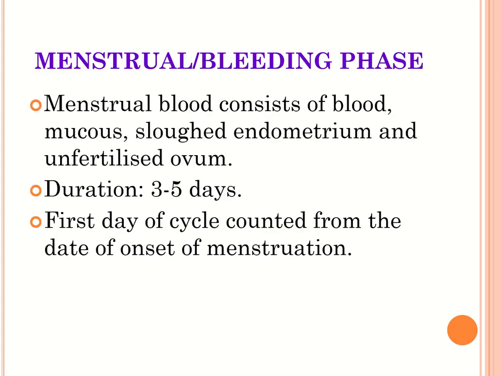So now, during the menstrual phase or bleeding phase, what exactly happens? As I was already mentioning, the menstrual blood consists of blood, mucus, the sloughed endometrium, meaning the cells of the endometrium, and unfertilized ovum. All this will be coming out through the menstrual or bleeding phase. This unfertilized ovum will be there in very few people only, because ovulation happens on the 14th day. Okay, don't get confused with this. The duration of this menstrual phase will be 3 to 5 days. The first day of the cycle is counted from the date of onset of menstruation.